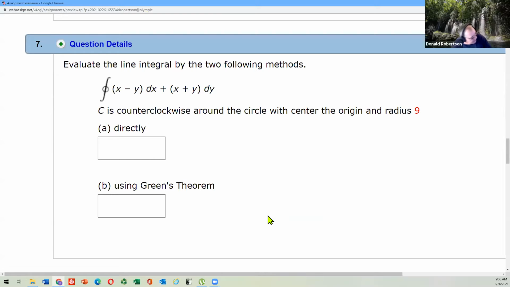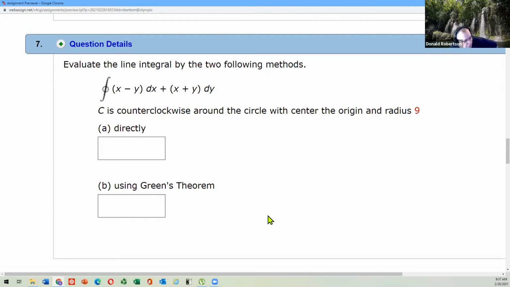There we go. Question 7, for instance, asks you to do it directly, and then it asks you to do the same question using Green's theorem. Now, when they say directly, what they're really meaning here is, do you remember the parametric form where you find r of t and you replace all the x's and y's in terms of t, and don't you replace the dx by whatever it is dt? That whole process is quite big and cumbersome. That's what they mean by directly.